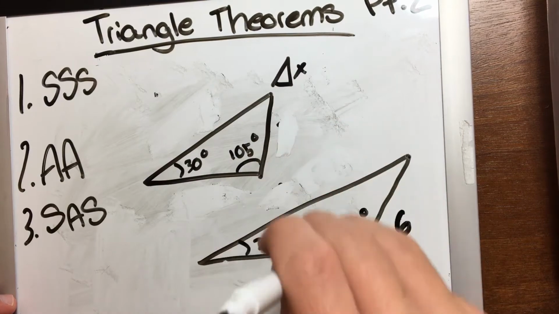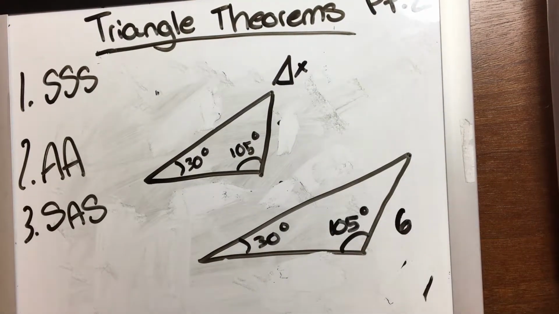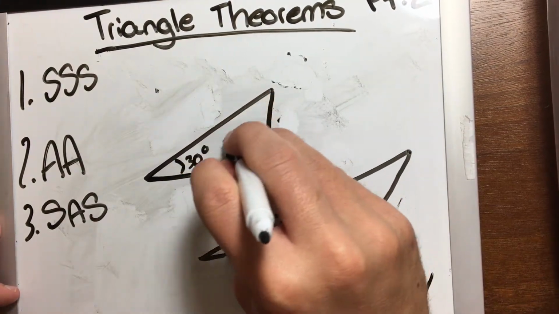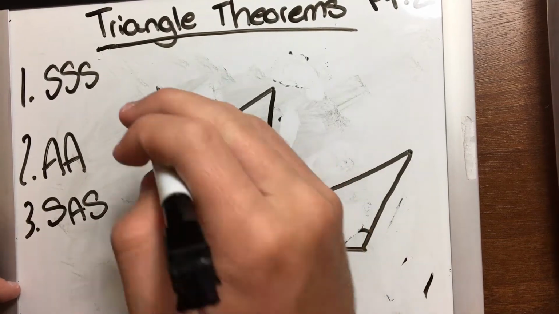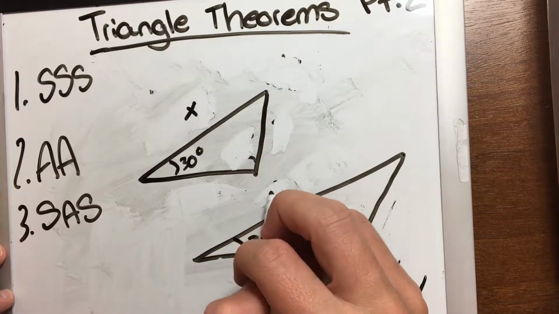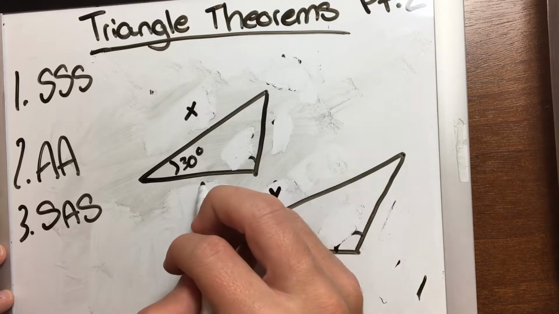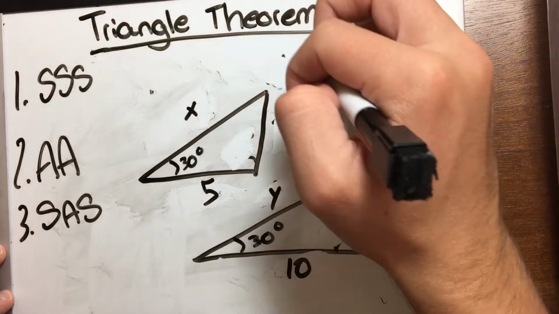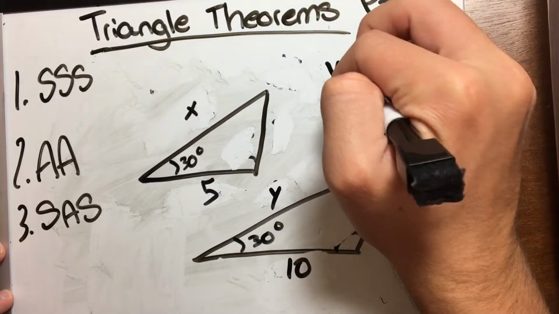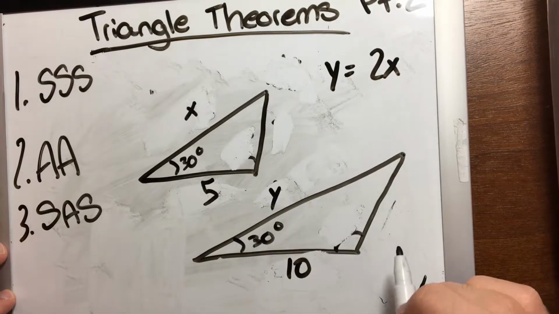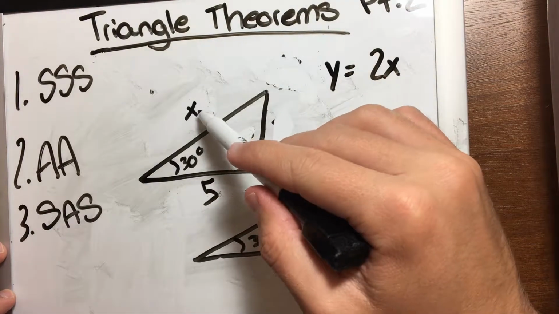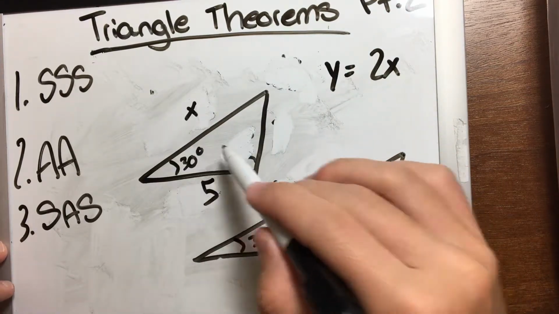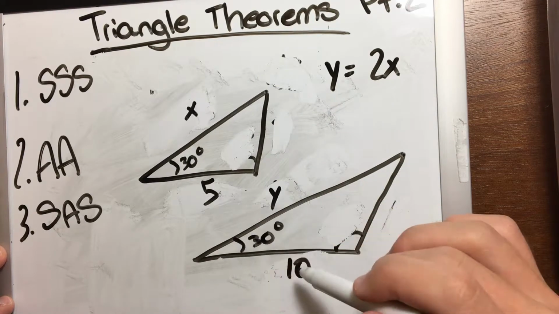Let's say they give you 30 degrees. That's it. And they give you x, and they give you y, and they give you 5 and 10. And then they'll also in the corner say that y is equal to 2x. So let's look. We have x, which is 2 times y, 30 degrees. 30 degrees are the same, and then 5 and 10.